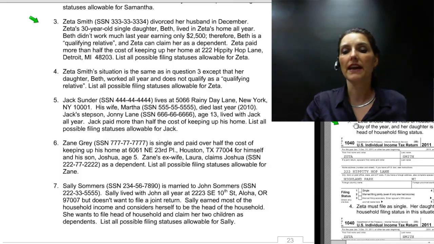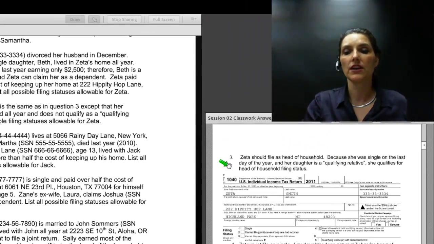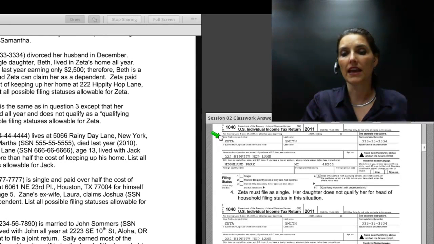So in completing the header for 1040 for Zetta, we will enter Zetta's name and her address, and we will check the box number 4 for head of household.